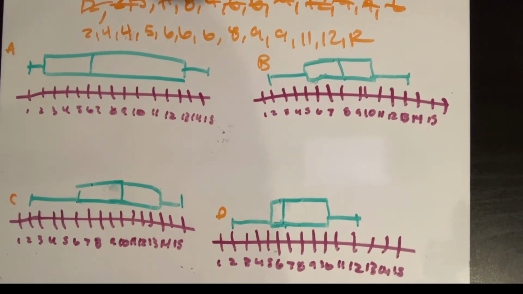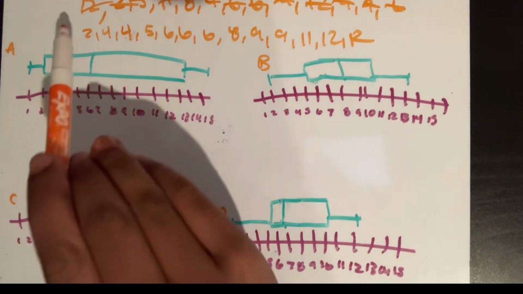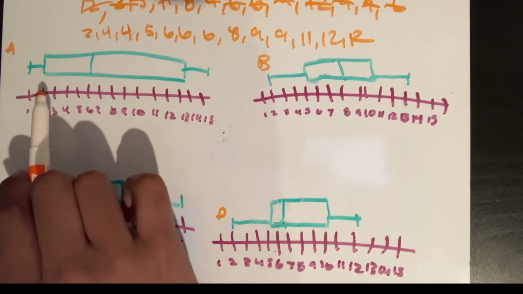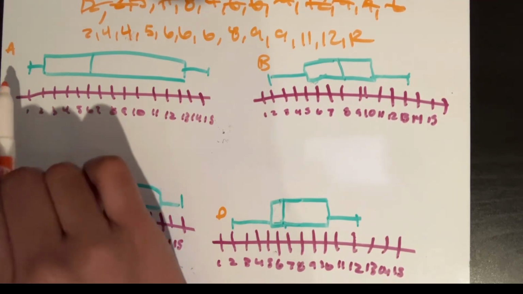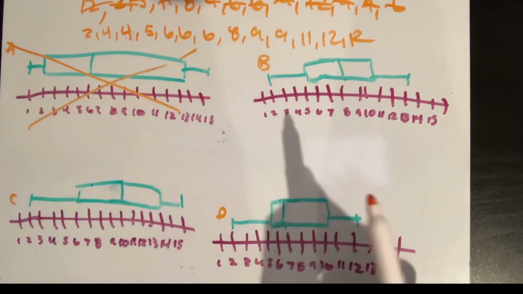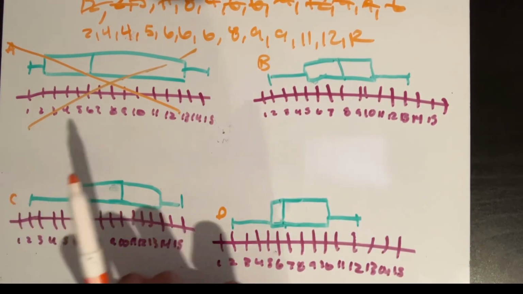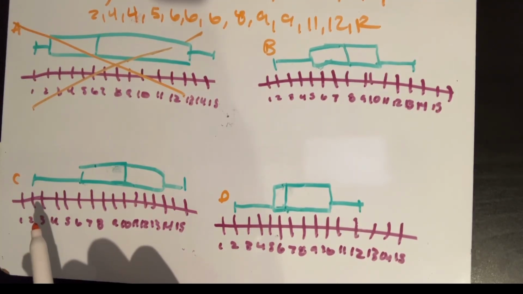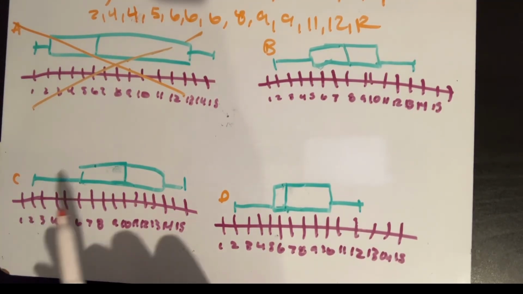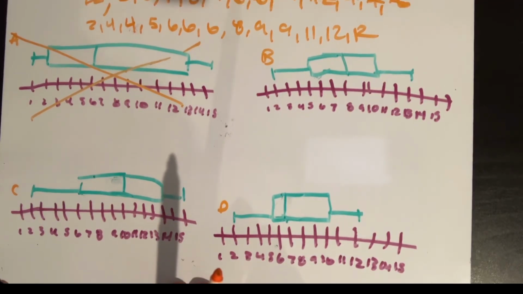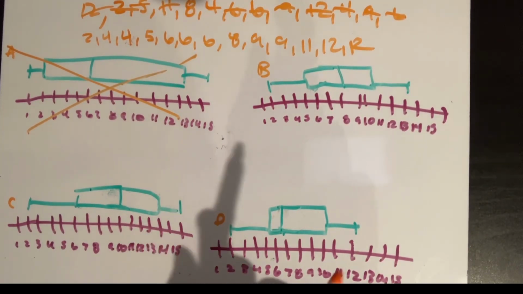Our minimum, or lower extreme, is 2. Let's see which box plots we can eliminate because they do not start at 2. A. A's minimum starts at 1, so we can cross this off. B. B's minimum starts at 2. C. C's minimum starts at 2. And D. D's minimum starts at 2 as well. On to the upper extreme, 12.